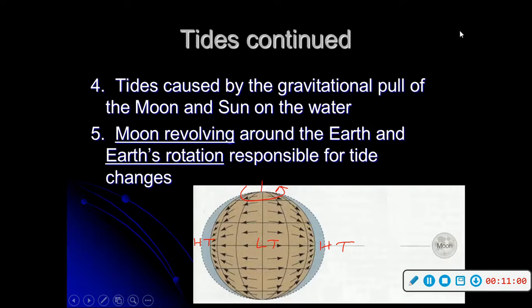Tides are caused by the gravitational pull of the moon and sun on the water, so it's not just the moon. The sun is also tugging on the water on the Earth. And the moon is revolving around the Earth, and the Earth's rotation. Those are the 2 things that actually cause the tidal changes. Tidal changes that happen on a daily basis obviously are going to be rotation, and then on a monthly basis the tidal cycle will be due to the revolution.